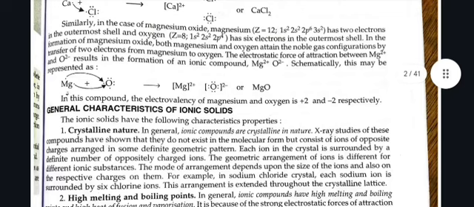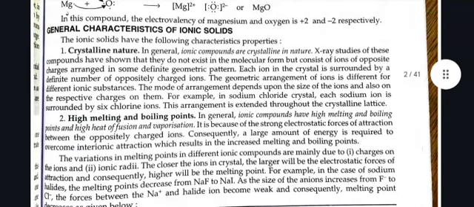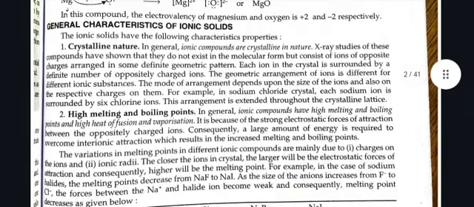Similarly, in the case of magnesium oxide, magnesium, Z equals 12, 1s2, 2s2, 2p6, 3s2, has 2 electrons in the outermost shell, and oxygen, Z equals 8, 1s2, 2s2, 2p6, has 6 electrons in the outermost shell. In the formation of magnesium oxide, both magnesium and oxygen attain the noble gas configuration by transfer of two electrons from magnesium to oxygen. The electrostatic force of attraction between Mg2+ and O2- results in the formation of the ionic compound Mg2+ O2-. In this compound, the electrovalency of magnesium and oxygen is +2 and -2 respectively.